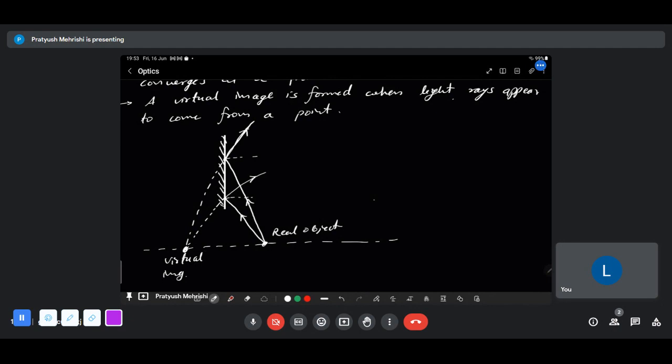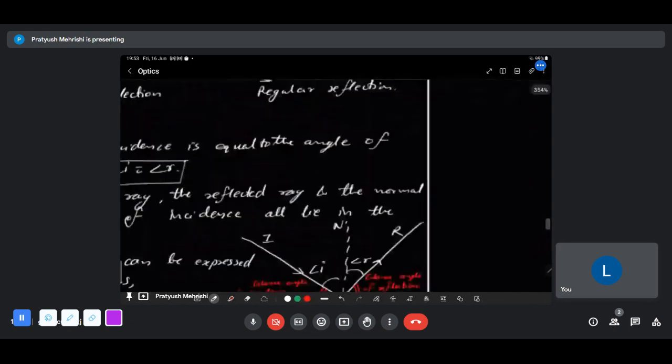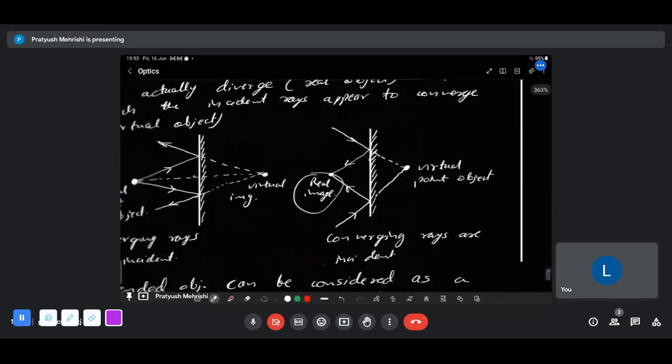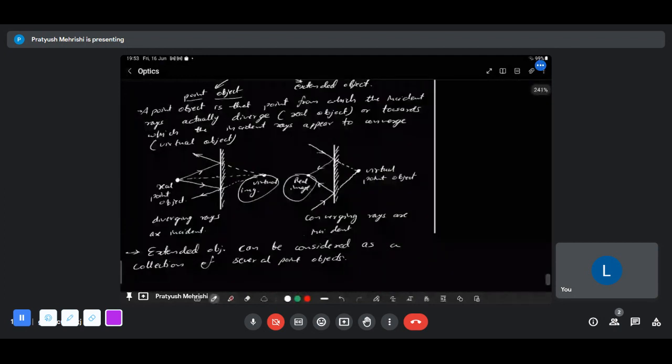Now here this object is not kept in front of the mirror. This is a virtual image, and when it will be a real image, it will be a real image in this case. In this case, this is the real image, and this is the virtual image. So the same diagram is there.